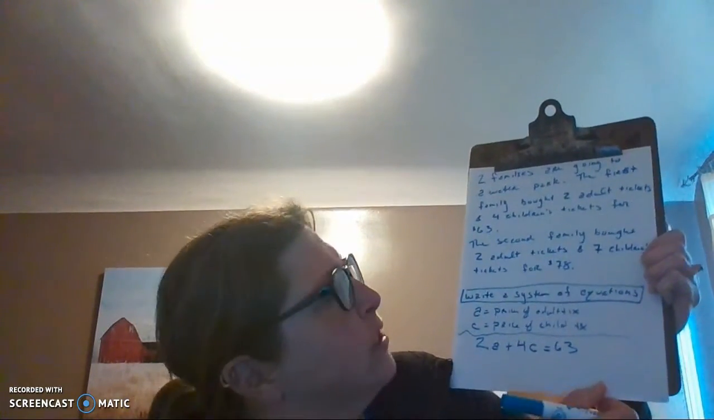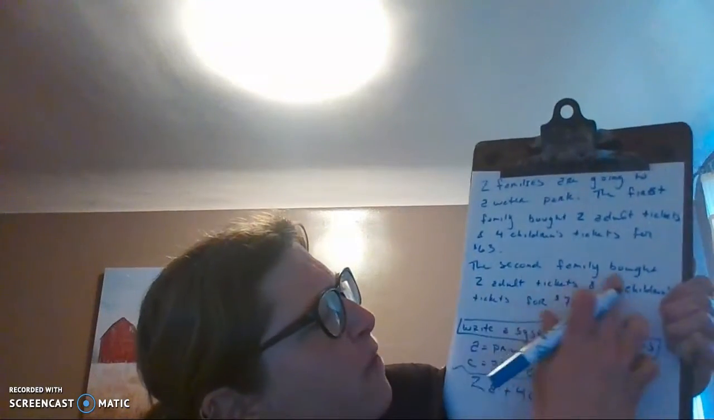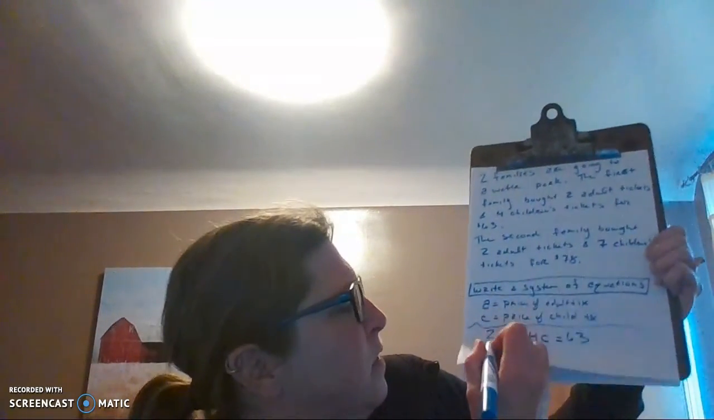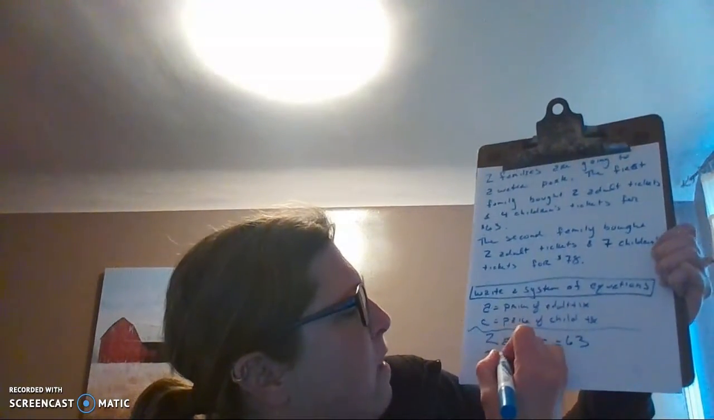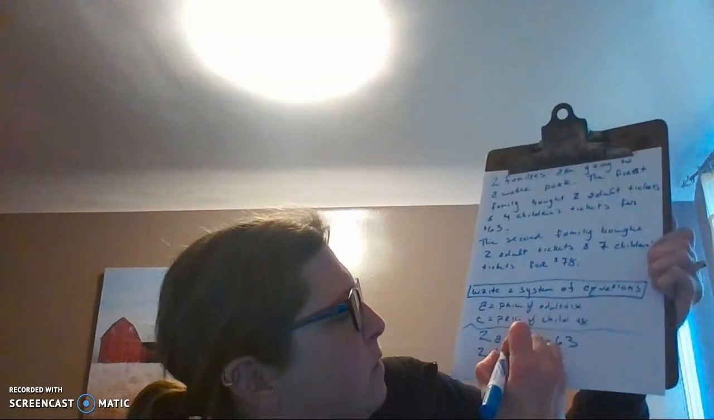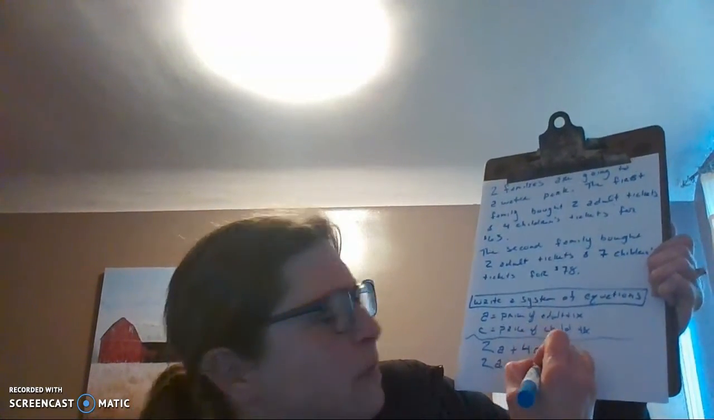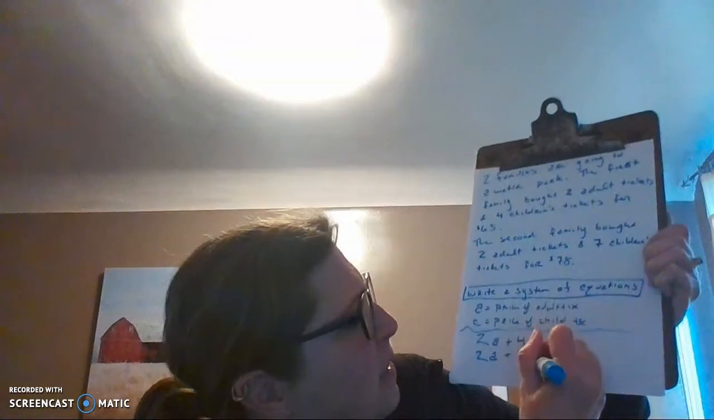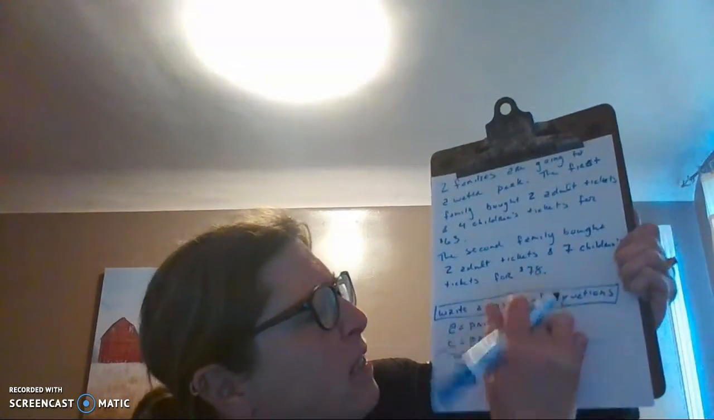What's my second equation look like? Well, this second family bought 2 adult tickets, again, 2 times however many adult tickets they bought, and 7 children's tickets, plus 7C. That's a big family, but, you know. And how much does that equal? $78 that they spent.